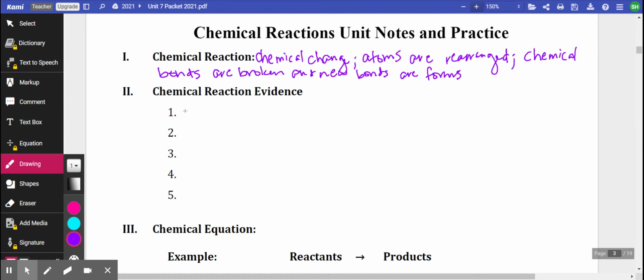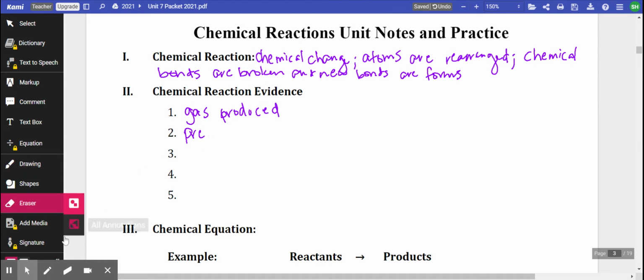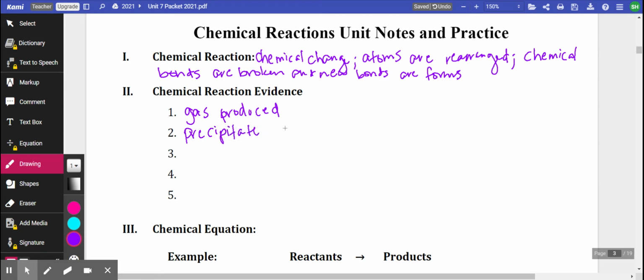What will you see if a chemical reaction is occurring? You might see a gas being produced. You might see a precipitate that forms. If you remember, a precipitate is when you have two solutions that react and you get a solid product.